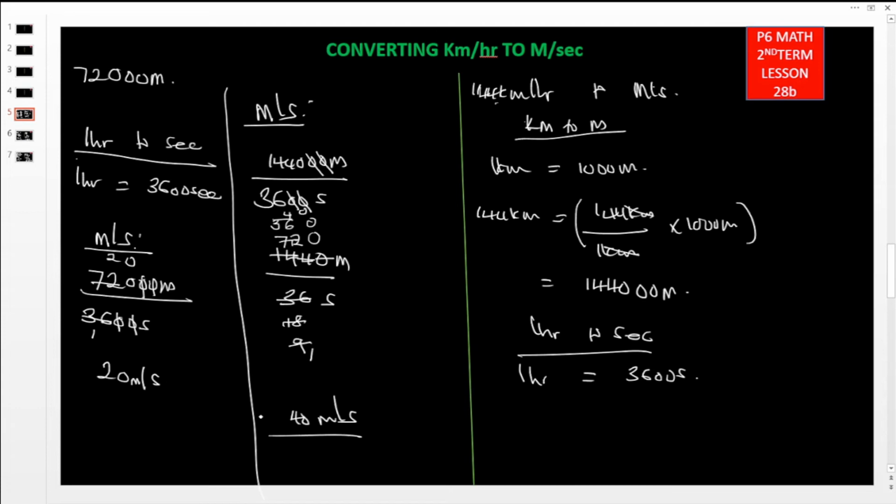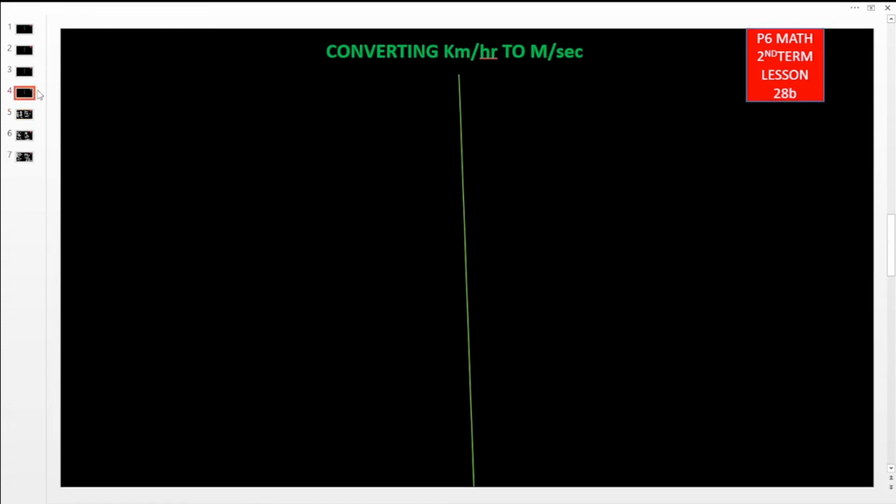Now let us try out this one, 288 kilometers per hour. I hope that you are with me. You are understanding what we are doing. So let us now convert 288 kilometers per hour to meters per second, right? So what is the first thing? We are changing distance to meters. So we are changing kilometers to meters. That's the first thing. Then 1 kilometer here is giving us 1000 meters.